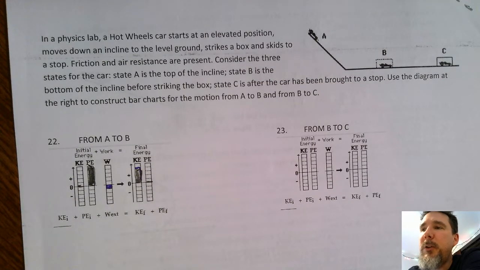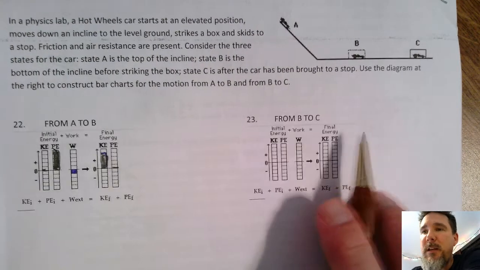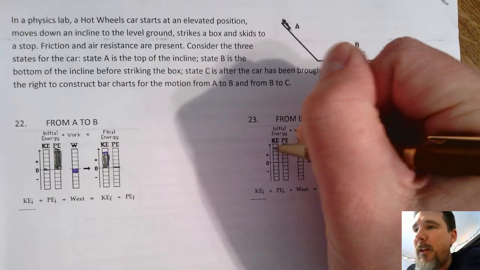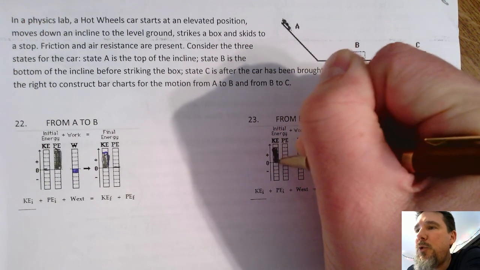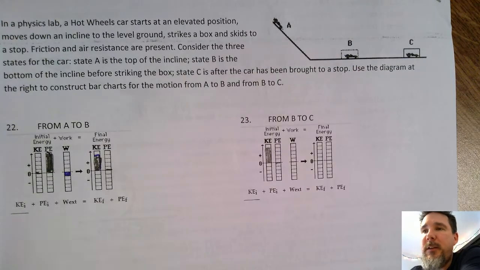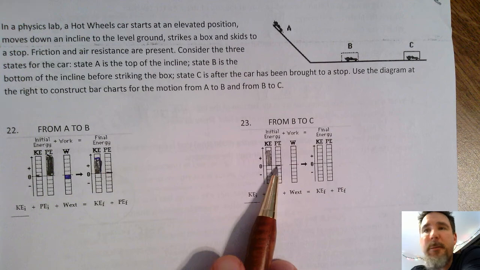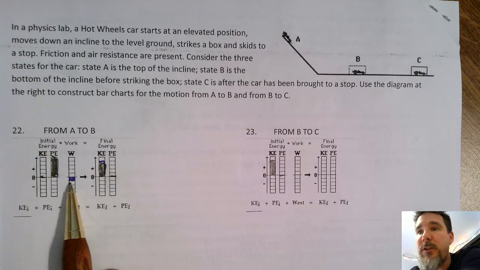Okay, so now from B to C, in B it's all kinetic. In fact, we just wrote that. I just represented that with a bar chart, just like this. And there's no potential because it's still not on the hill. It's at the bottom of the hill. It's moving. It's got kinetic energy. It doesn't have as much as it could have because of friction and air resistance.